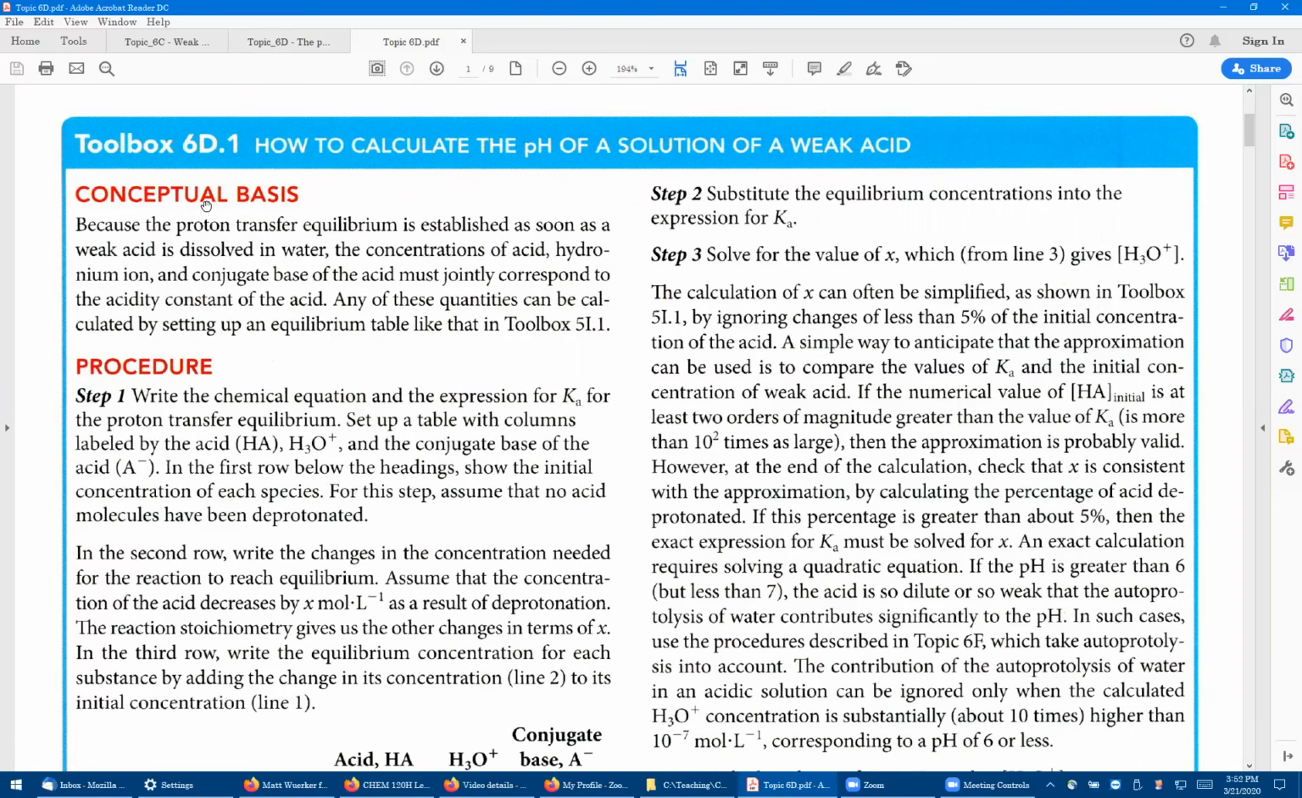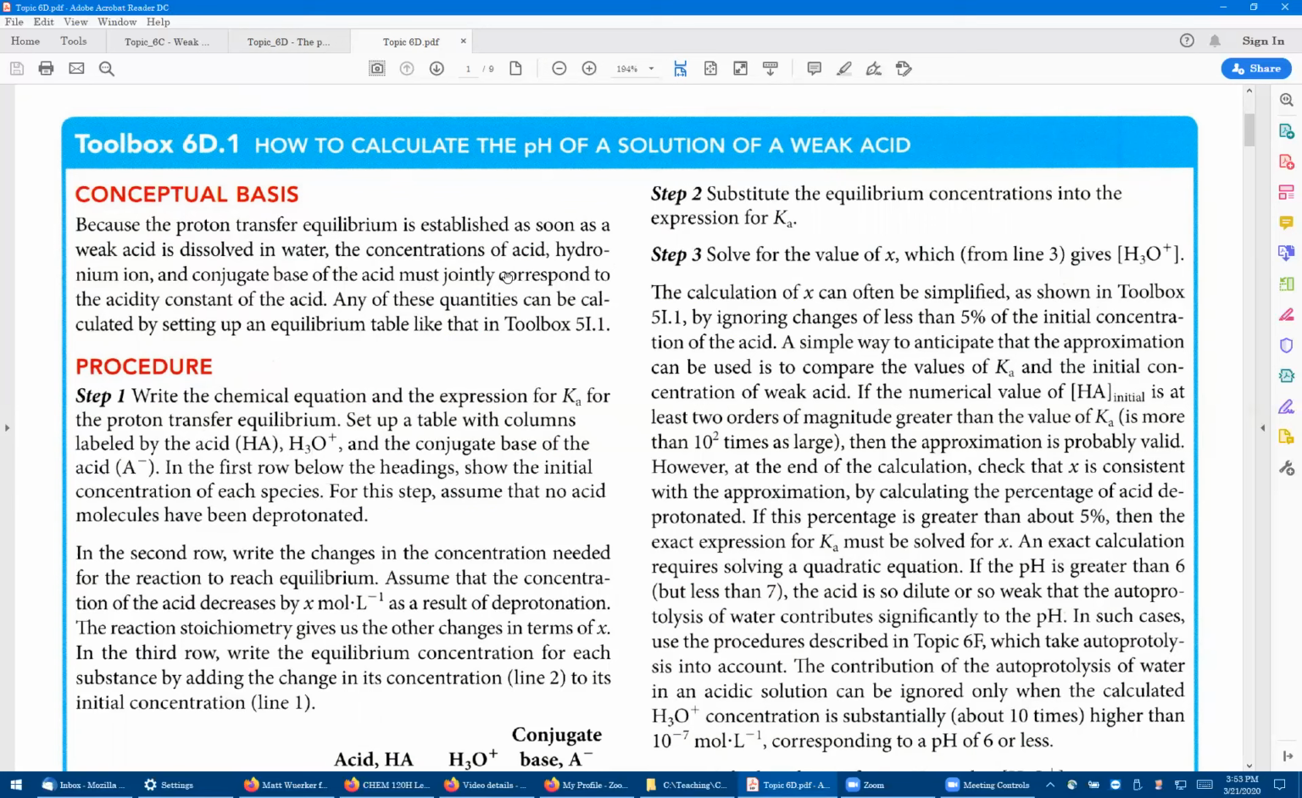Now, the conceptual basis is one we've already talked about in class. Because the proton transfer equilibrium is established as soon as a weak acid is dissolved in water, the attainment of equilibrium is almost instantaneous. So when a weak acid of any kind, say acetic acid, is put in water, the equilibrium is reached almost immediately. And so the procedures we're going to talk about assume that equilibrium has been reached, which it does very quickly.